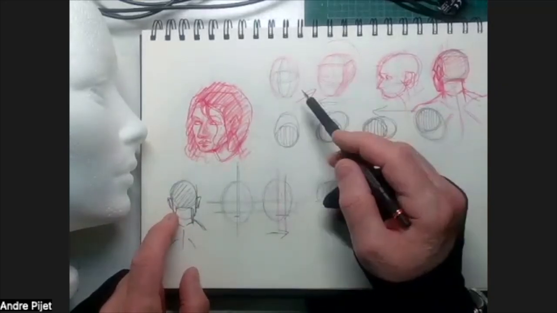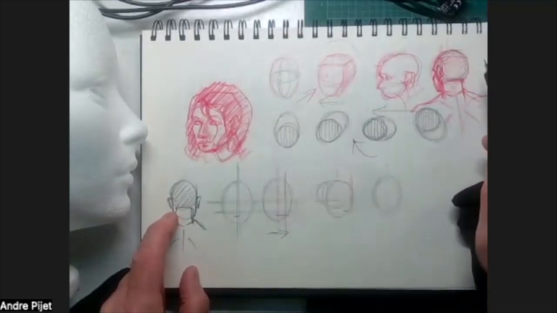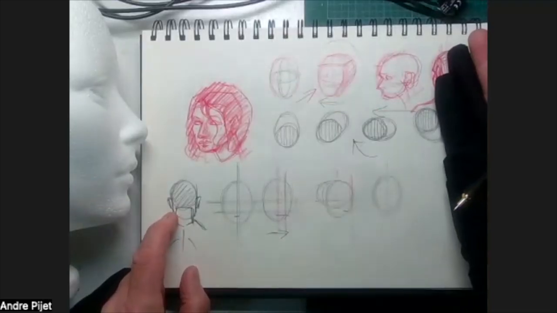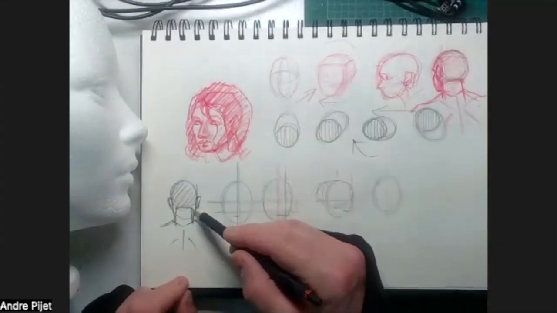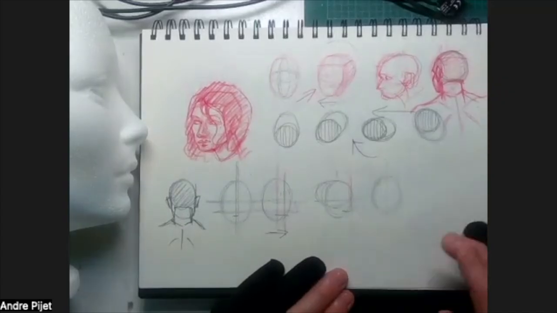So we forgot a little bit to add one more drawing here, because from this half profile we get completely back to the head like this, as I draw there. Yeah? So we're going to do this here.